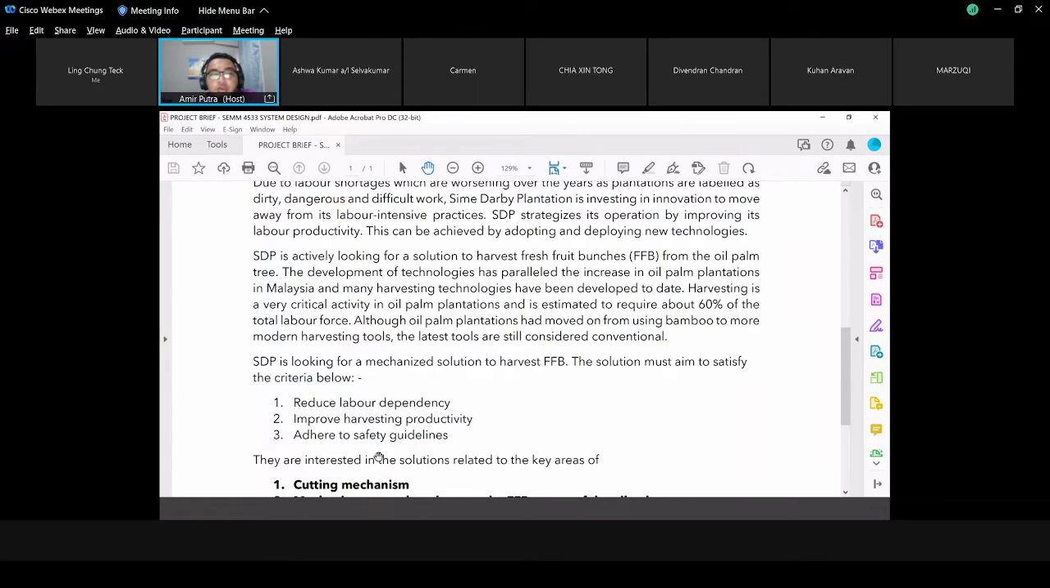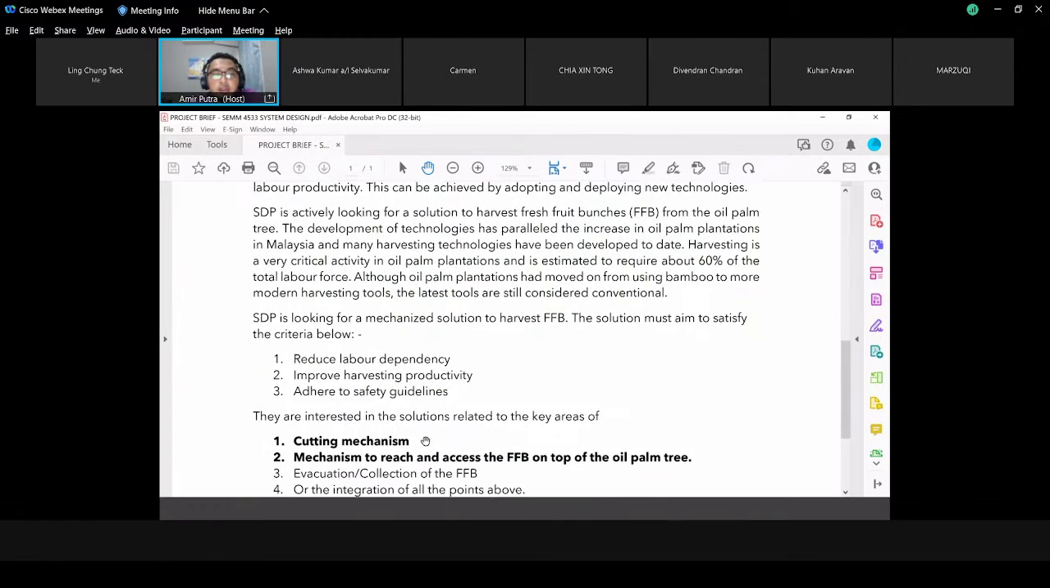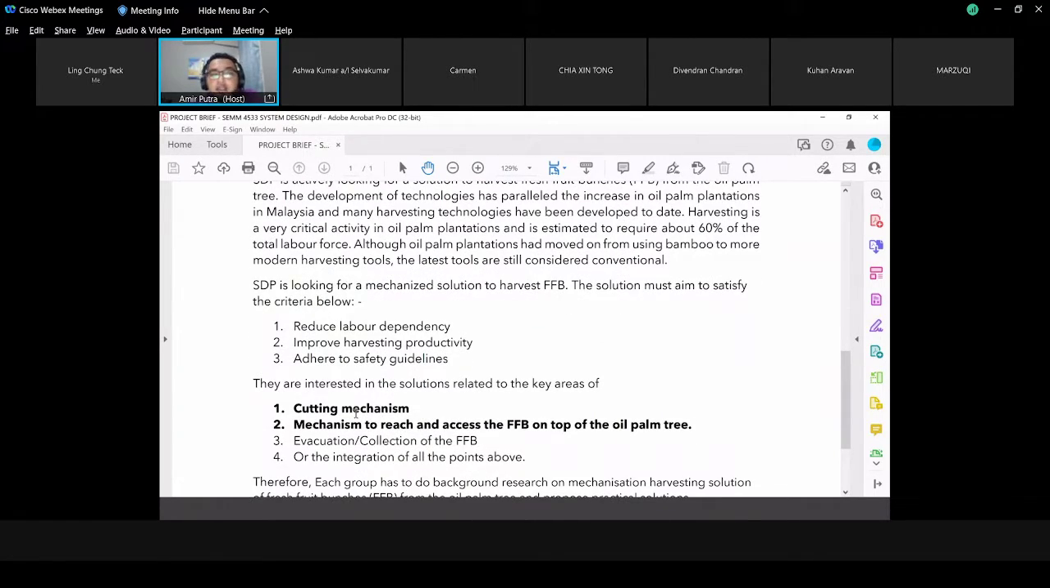And adhere to safety guideline. This must be put as the priority in the PDS because safety first. In anywhere, safety must be first. So basically, SDP are interested in 4 main areas, but the number one and number two are their priority right now.